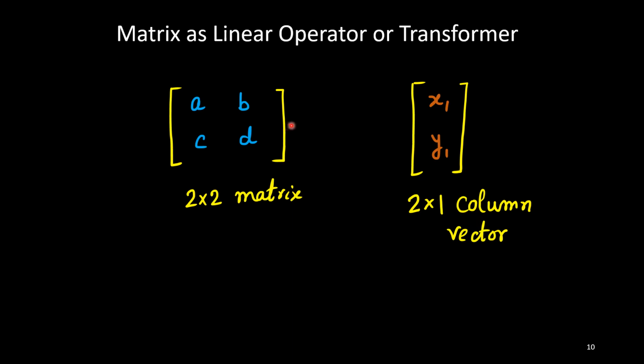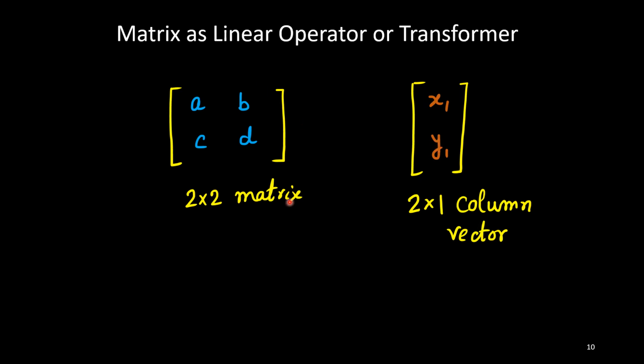So remember, a matrix is generally 2-dimensional, but if it has only 1 dimension, meaning either it has only rows or only columns, then it is called a vector, and it is called a column vector if it has only 1 column. So this is 1 column, and it can have more than 2 rows, that is possible. So it is a 2 cross 1 column vector. Elements are x1 and y1.